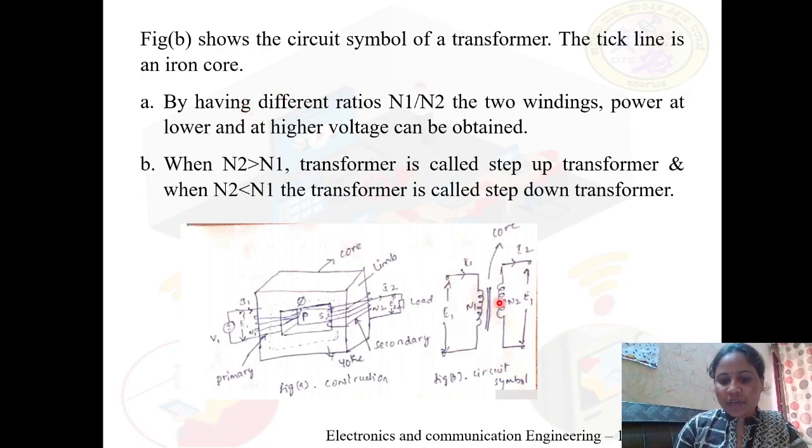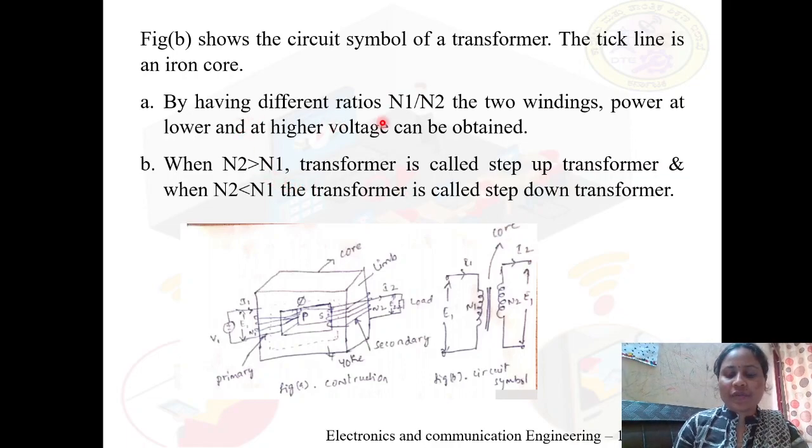This figure B indicates the symbolic representation of the transformer. This is the primary winding having N1 number of turns, secondary winding N2 number of turns, current flowing through the primary coil, and the EMF at primary, EMF at secondary, current flowing through the secondary coil.